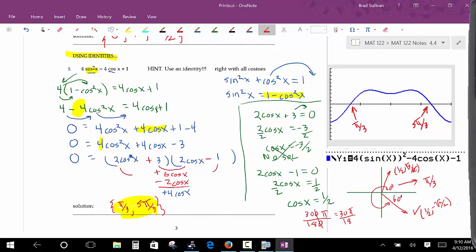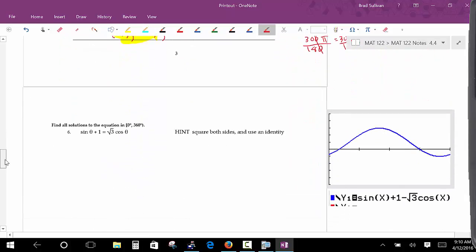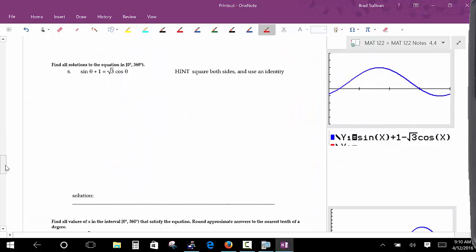So I used an identity. That's kind of the next stage that you have to go through. How do you know to use an identity? Well, usually, not always, if you have two trig functions and you're having trouble factoring it, then an identity is possibly a good way to go. There are little differences on these problems, and sometimes you have to be willing to try something. So let's look at the next one.